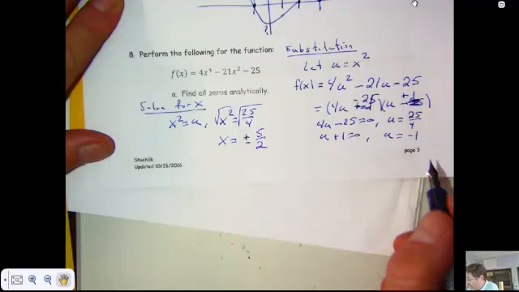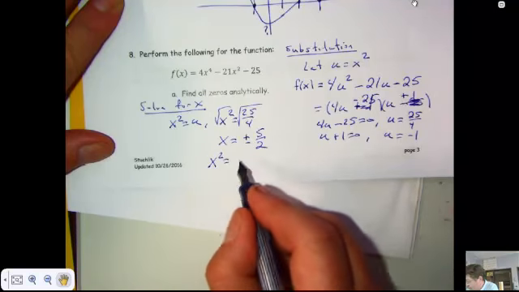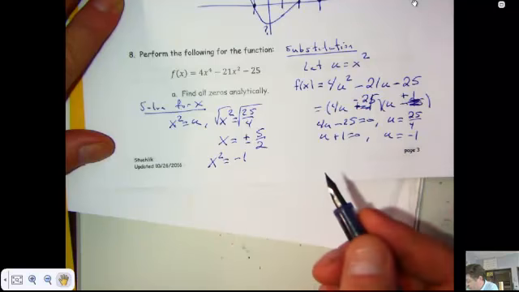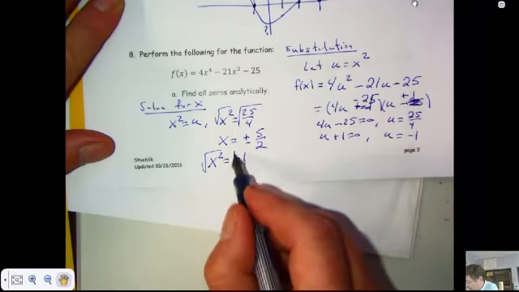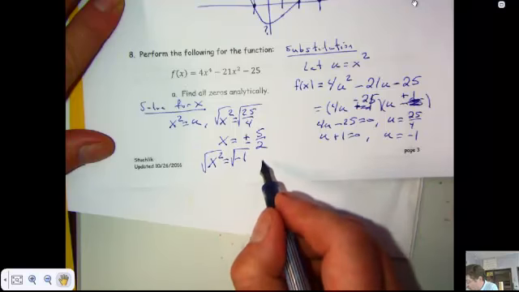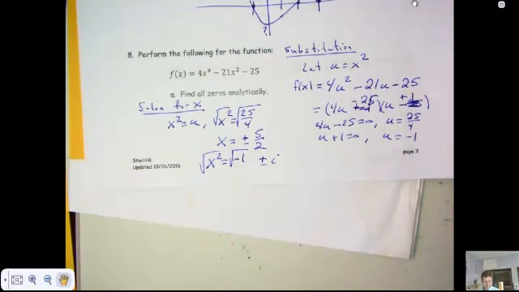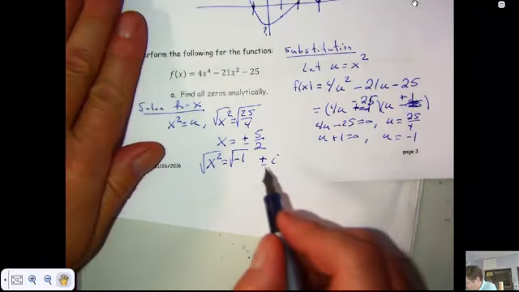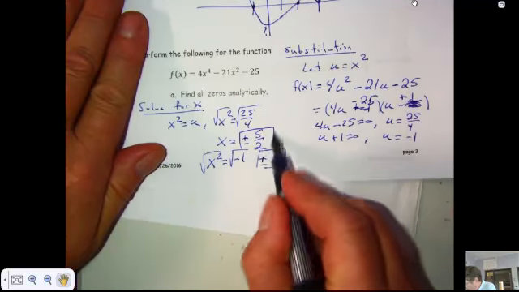And then I do the same thing with the other one. x squared is equal to negative 1. So, square root of both sides, what do I get? Plus or minus i. So in fact, I end up with 4 zeros: plus or minus i and plus or minus 5/2.